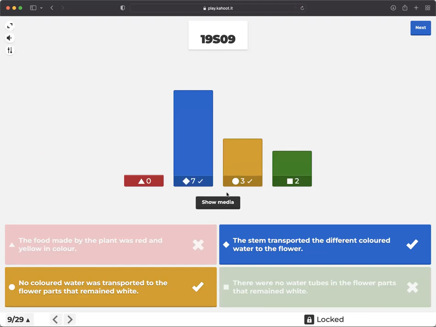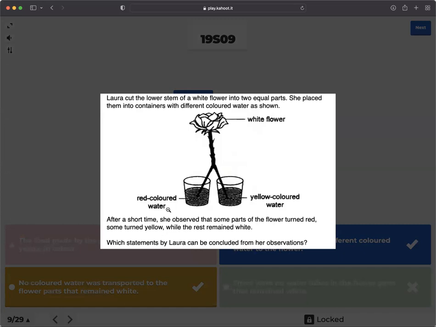Okay, let me go through this question. The question here says, which statement by Laura can be concluded from her observation? So the two keywords here are concluded and observation. So you must base it on the observation. The observation is some parts of the flower turn red, some turn yellow, and the rest turn white. So which statement can be concluded based on this observation?